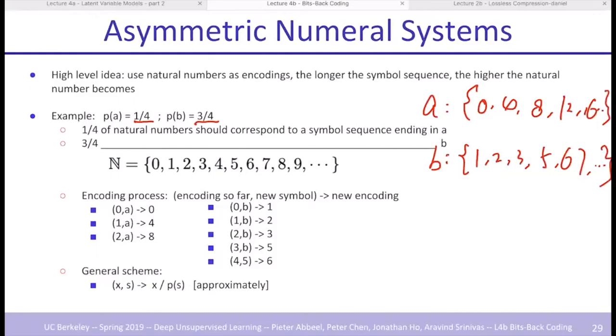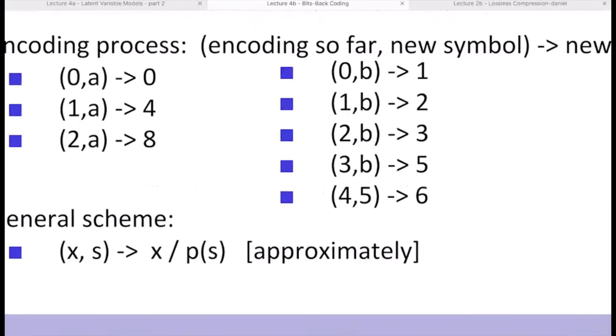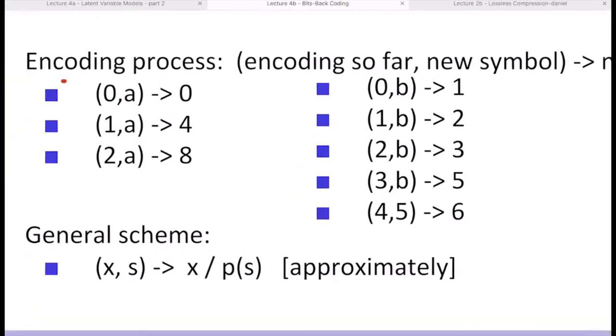And as you can see here, in addition to categorizing the natural numbers into sets, we are also assigning a certain state number for both A and B. So we can see that the zeroth state of A would be 0, and the first state of A would be 4. And similarly, maybe the third state of B would be 5.